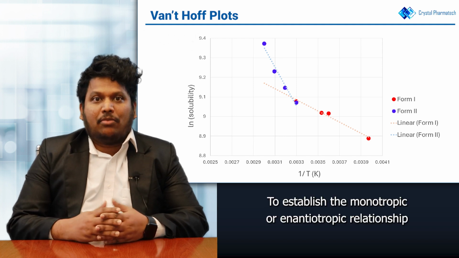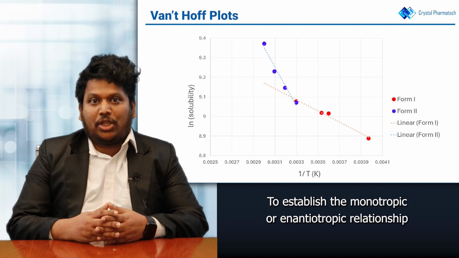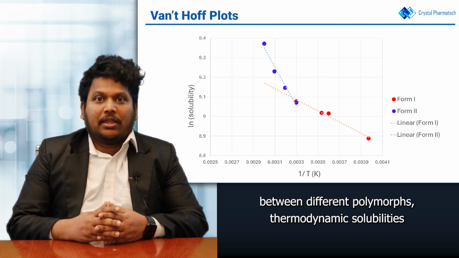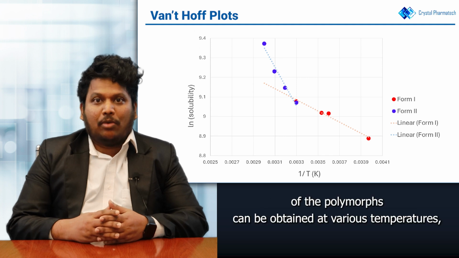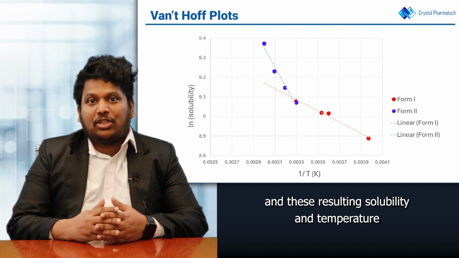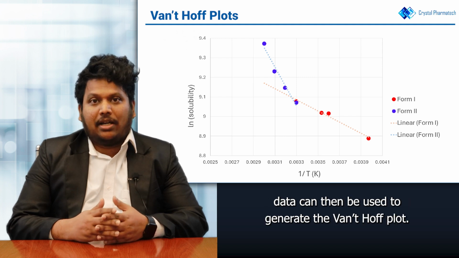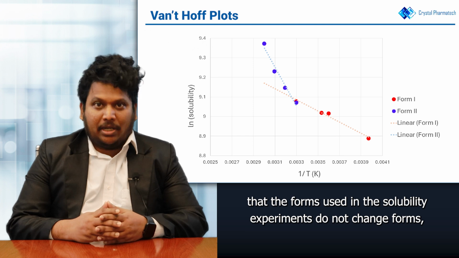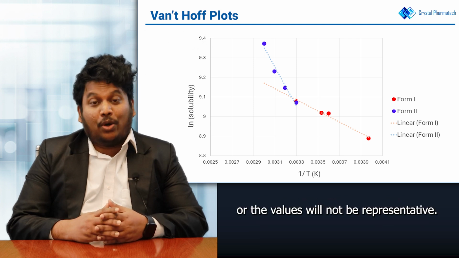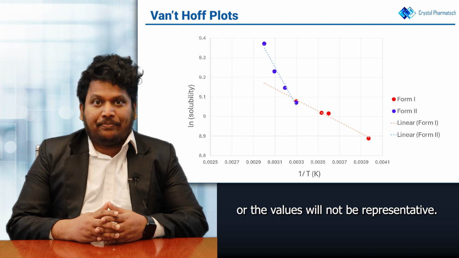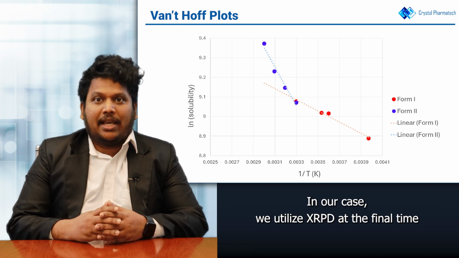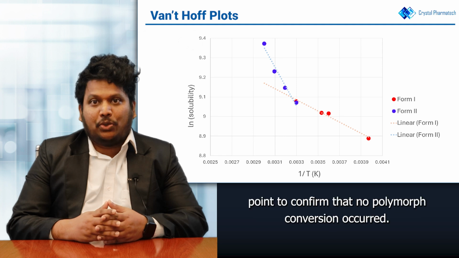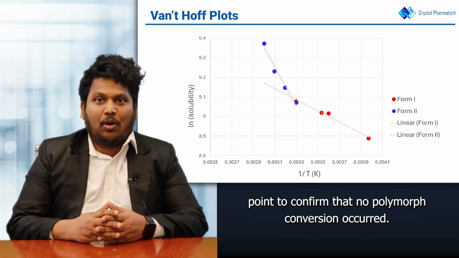To establish the monotropic or enantiotropic relationship between different polymorphs, thermodynamic solubilities of the polymorphs can be obtained at various temperatures. And these resulting solubility and temperature data can then be used to generate the Van 't Hoff plot. It is crucial that the forms used in the solubility experiments do not change forms, or the values will not be representative. In our case, we utilize XRPD at the final time point to confirm that no polymorph conversion occurred.